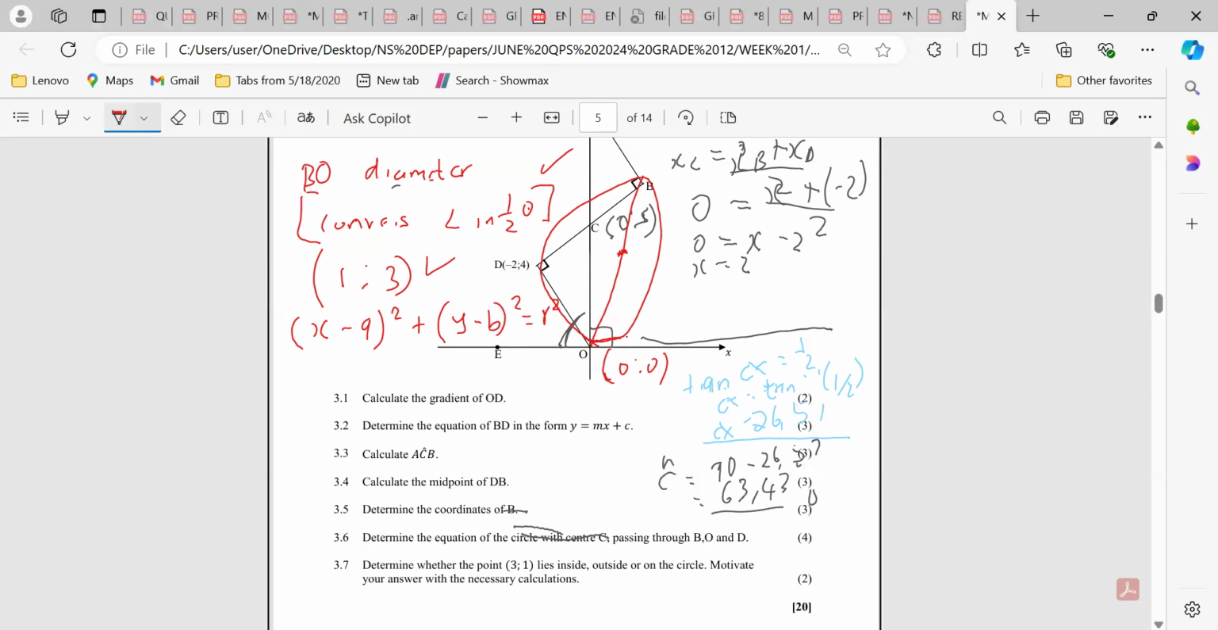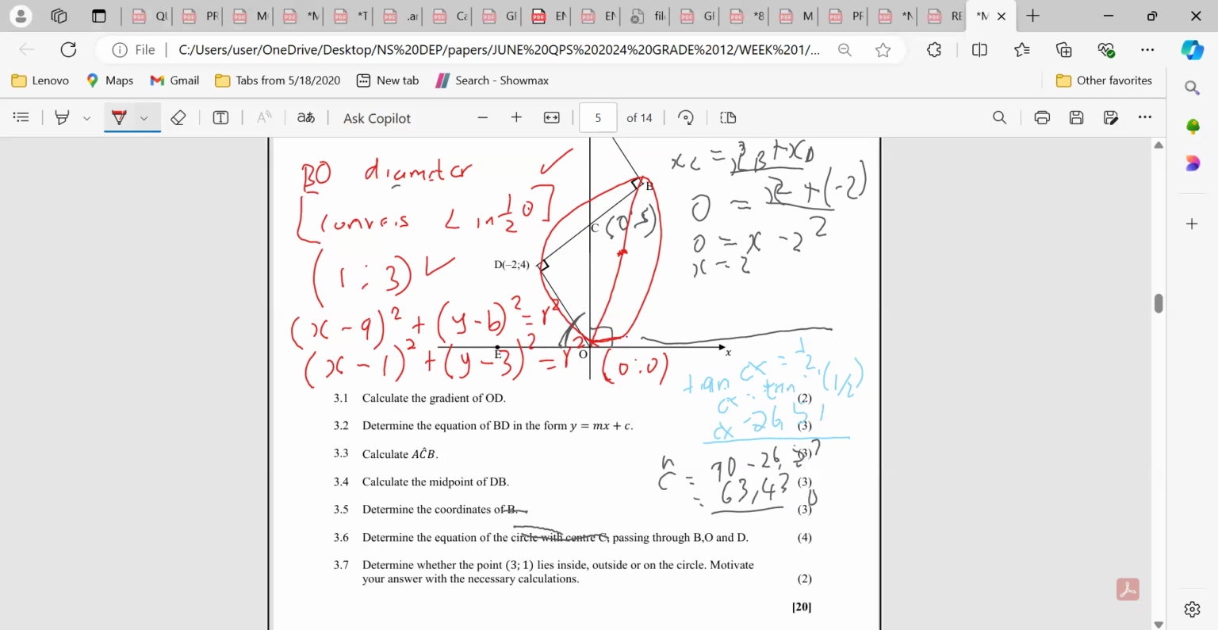So what are we going to substitute for a and b? Plus 1. We're going to put 1 and 3. So what are we going to have? We're going to have something that looks like this: x minus 1 all squared plus y minus 3 all squared, which is going to be equal to what? R squared. Something is missing.